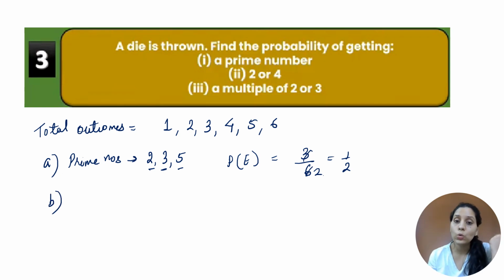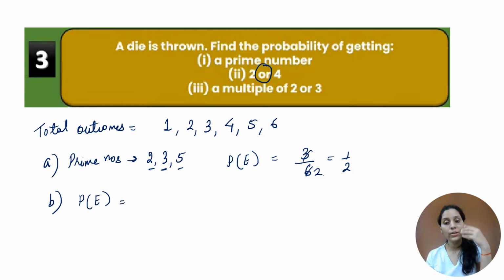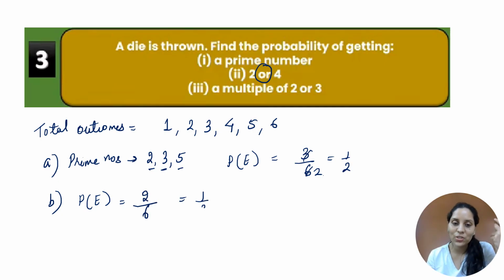Second part, 2 or 4. Whenever you have or, that means you're going to add both of them. So the probability of this event is the probability of getting a 2 or a 4. There are 2 favorable outcomes divided by total outcomes, again 6, which is 1 by 3.